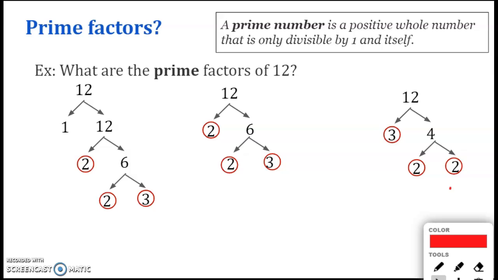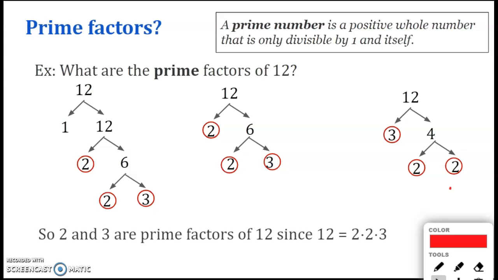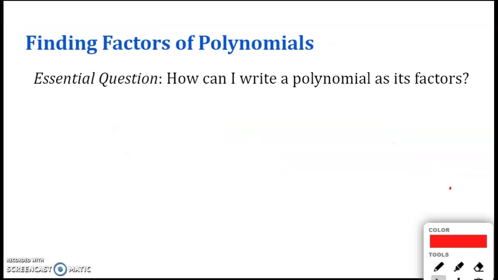If I do a factor tree for 12, it doesn't matter how I began dividing, it all comes to 2 times 2 times 3. So 2 times 2 times 3 is 12. By the way, 1 is not a prime number, okay? 2 and 3 are my prime numbers that are factors of 12. So 2 and 3 are prime factors of 12 since 12 is 2 times 2 times 3.